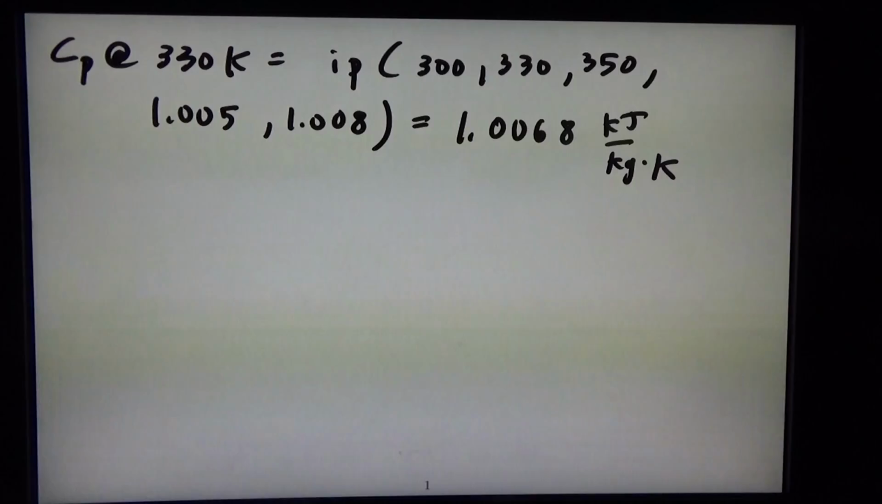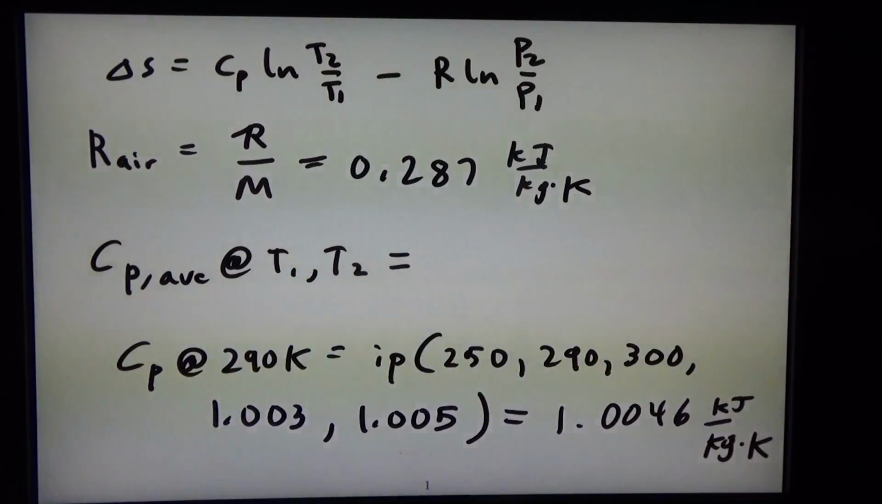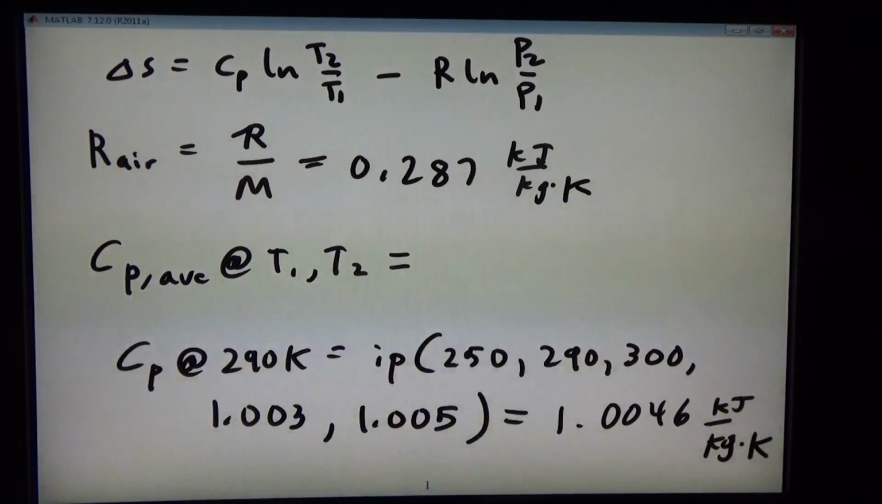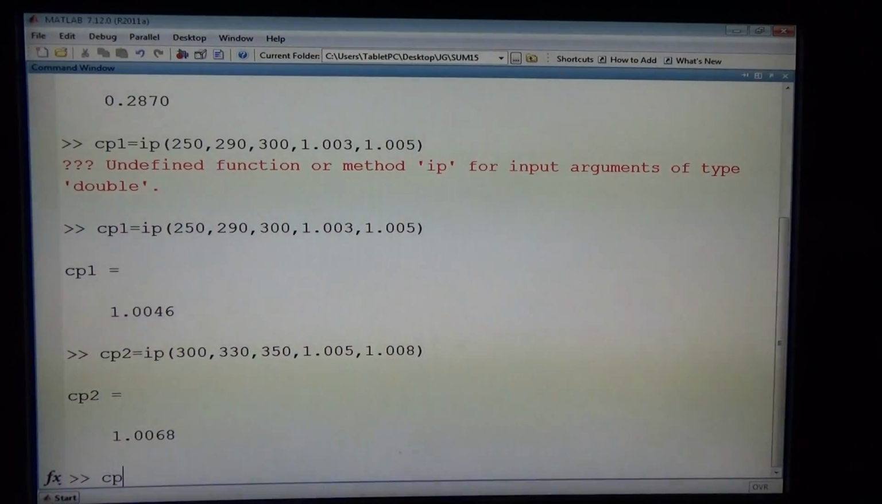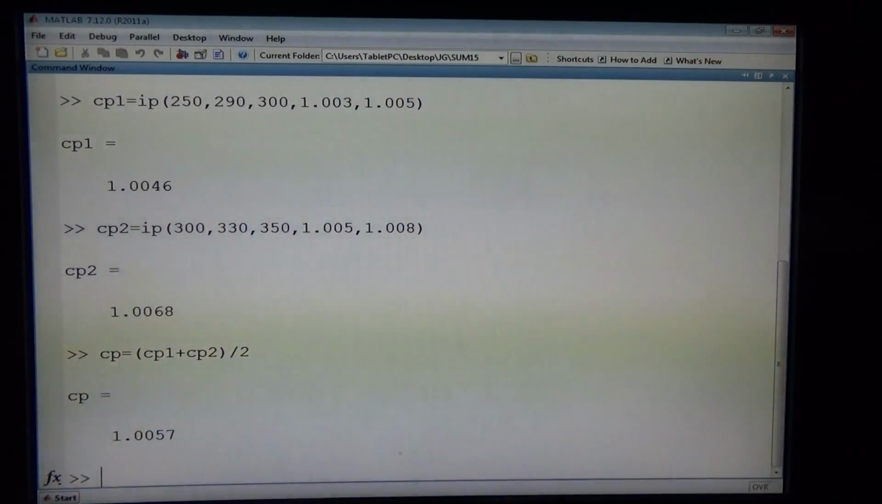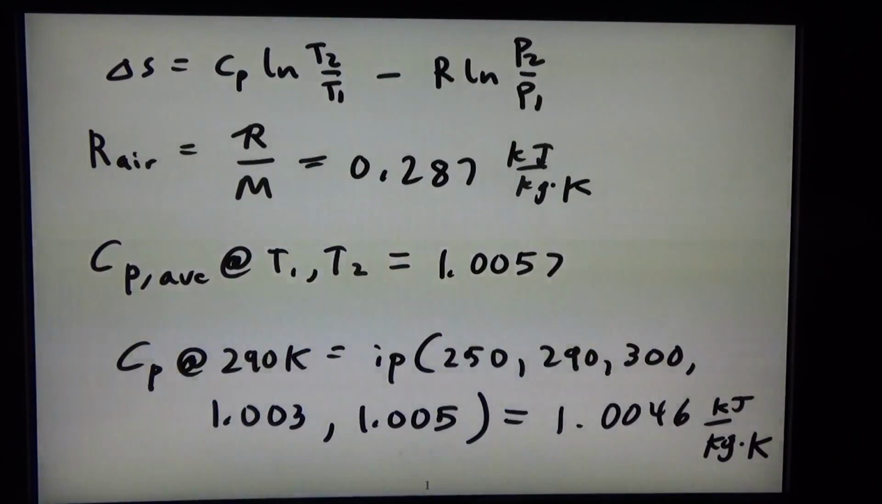Alright, now we can get the average specific heat value. So the actual value we're going to plug in for C sub P, we take the average of C sub P1 and C sub P2. We're going to be actually plugging in 1.0057. Okay, so now with our equation, everything is known. C sub P, R are known, and then T1, T2, all of that is known as well.